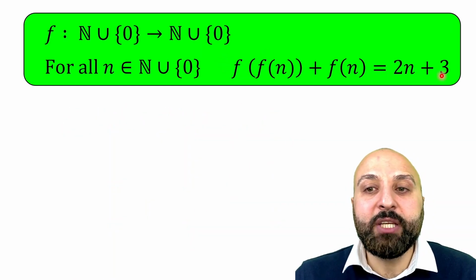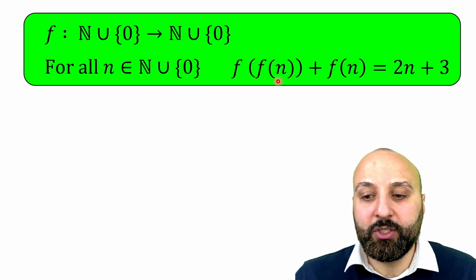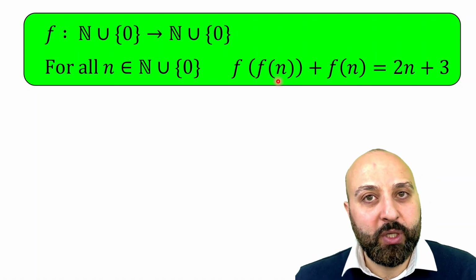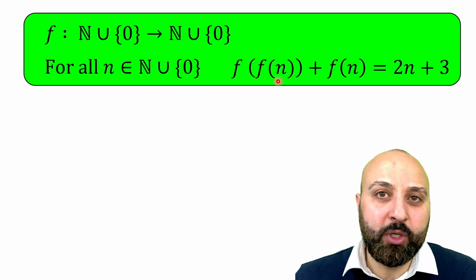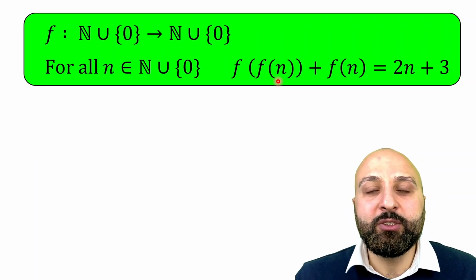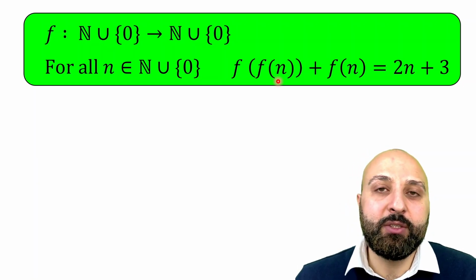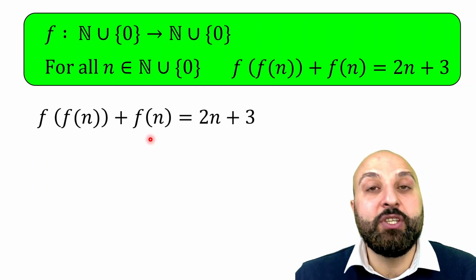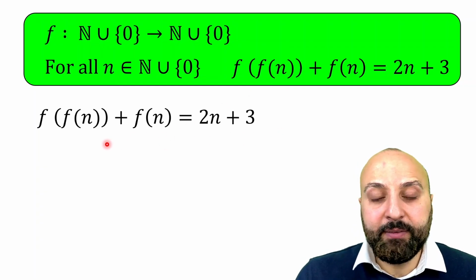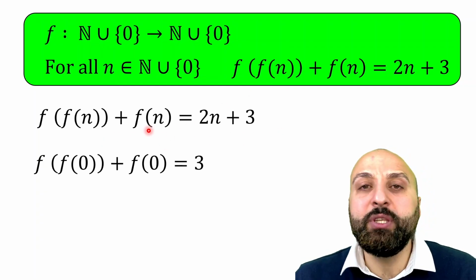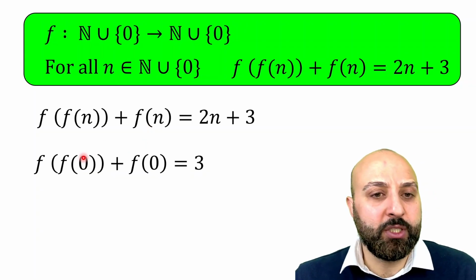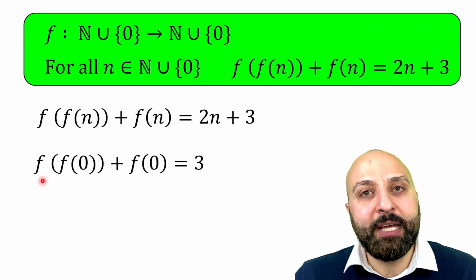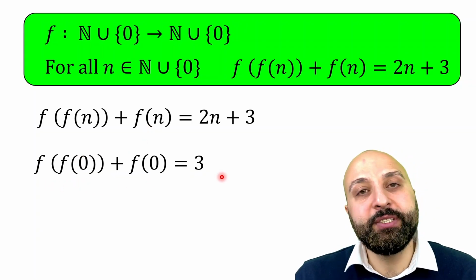So this is the general term that we have from the function. Usually when you deal with questions to identify a function or a polynomial, you must plug small numbers into the function and try to extract some additional information. So this is the general property that we have. I am going to put the value of 0 into this function. What happens? Then we have f(f(0)) + f(0) is equal to 3.